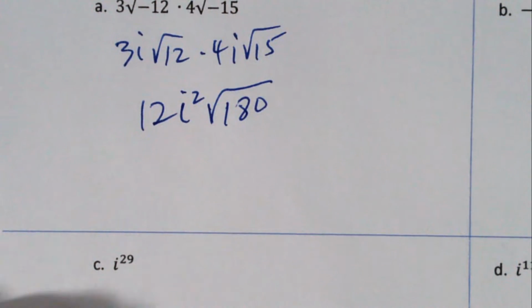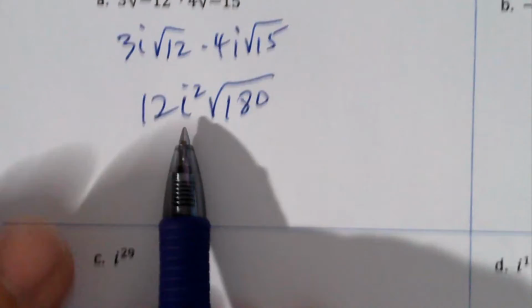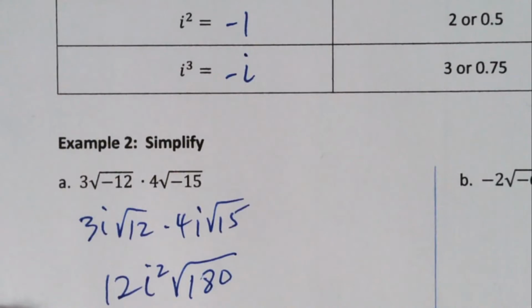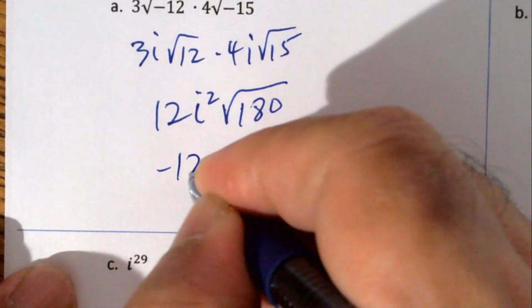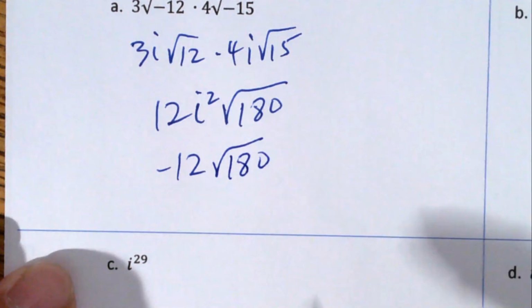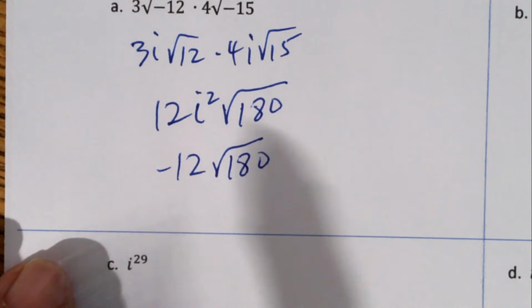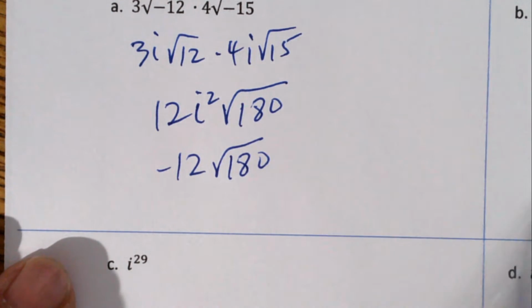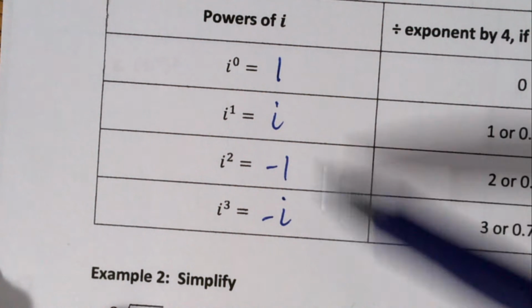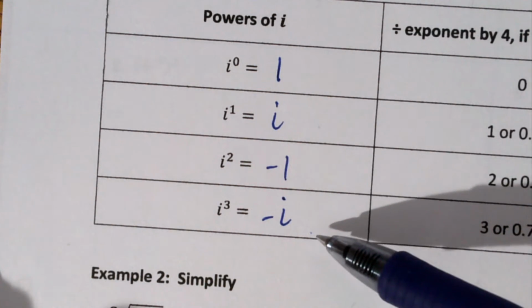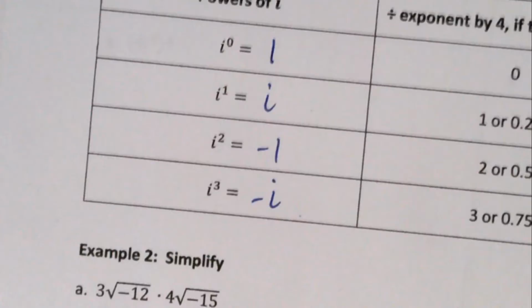Now, what is i squared? i squared is negative 1. By the way, i squared is the most frequent version of i you're going to see, because we do a lot of it where it just ends up being squared. So that's going to be negative 12 square root of 180, and notice there's no i left over. That's a frequent case. When you have a problem that has i in it, it doesn't stick around, because half these versions don't have i in them. Only i to the 1st and i to the 3rd have an i remaining.